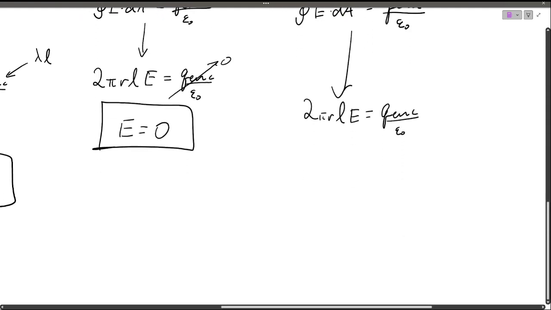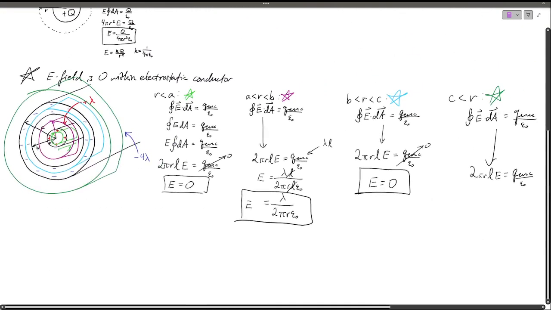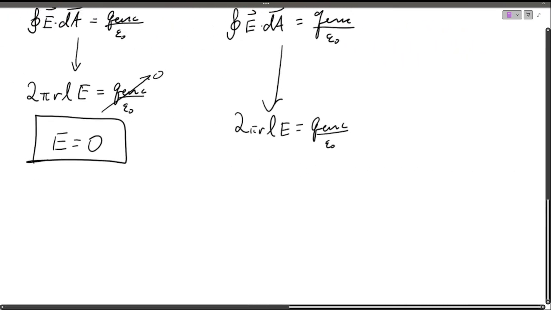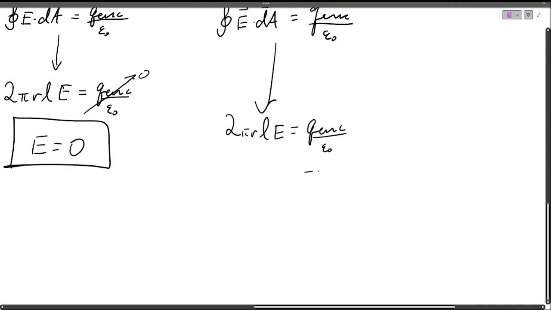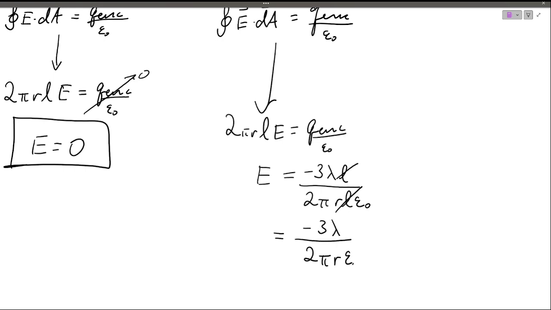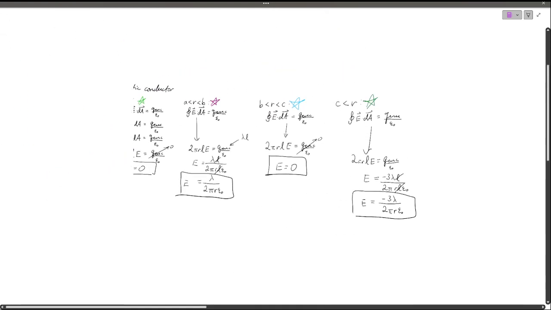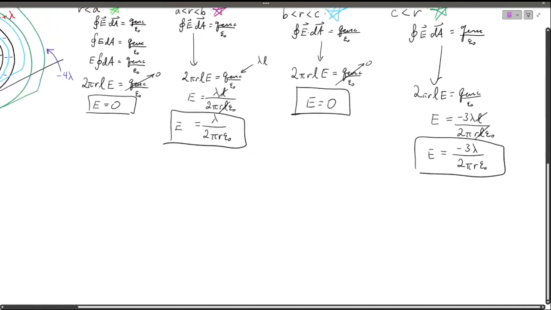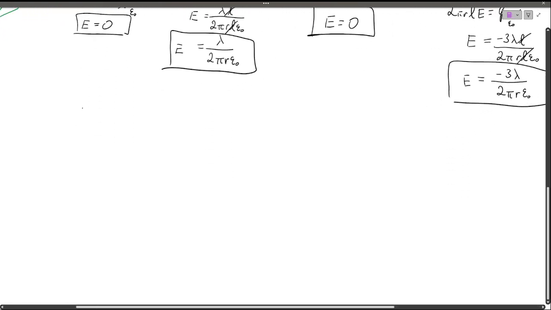This time, what is our Q enclosed? It's the sum of plus 4 lambda and minus 4 lambda, so negative 3 lambda. So we substitute that in, negative 3 lambda times L, since we need to convert the charge density into actual charge. Then we just do some rearranging, 2 pi r L epsilon naught, L's cancel, and we find negative 3 lambda over 2 pi r epsilon naught. So then, of course, on the actual AP exam, on a problem like this, you would more than likely be asked to graph E with respect to r.